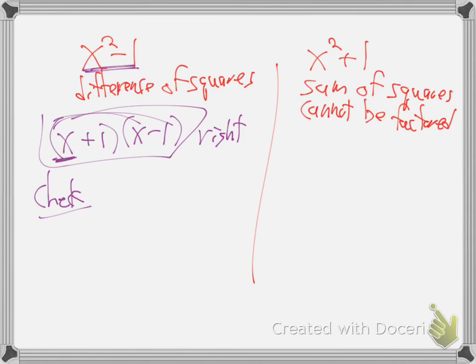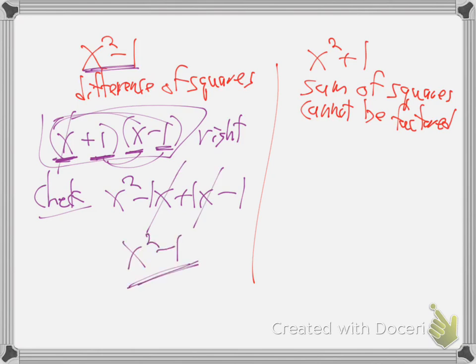Let's prove it. Remember, x goes to both, so that'd be x squared minus x, and then this one goes to both. Plus 1x, minus 1, and then these guys cancel, don't they? Plus x minus x, x squared minus 1, perfect. It went back to where it started, huh? So it's right. The difference of squares, a subtraction of squares, can be factored: 1 plus, 1 minus.